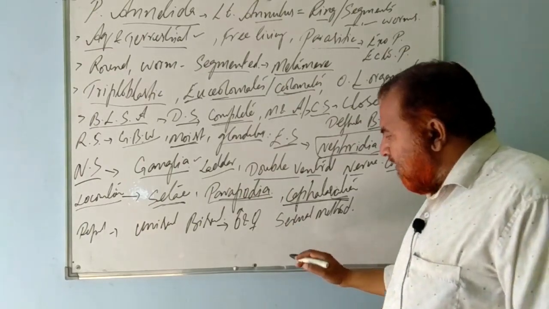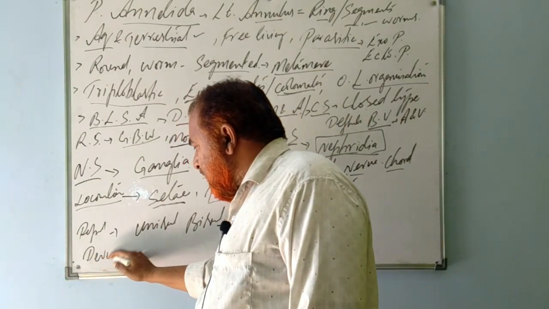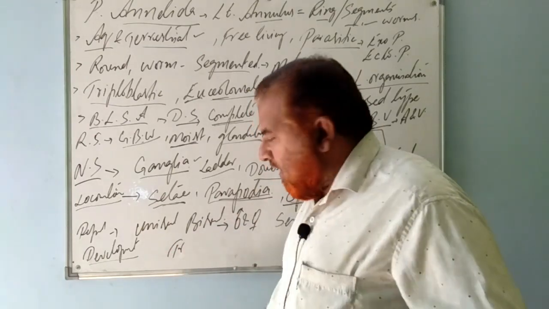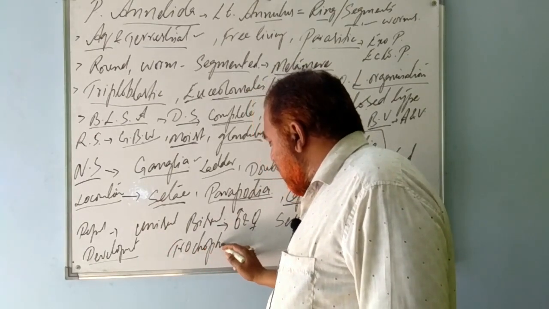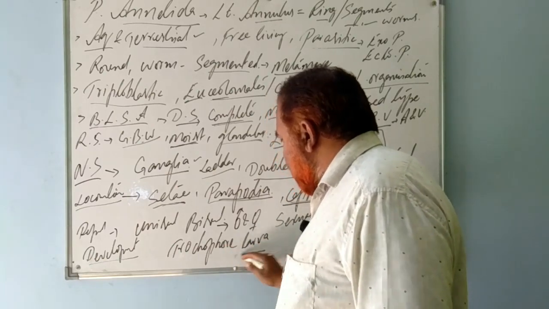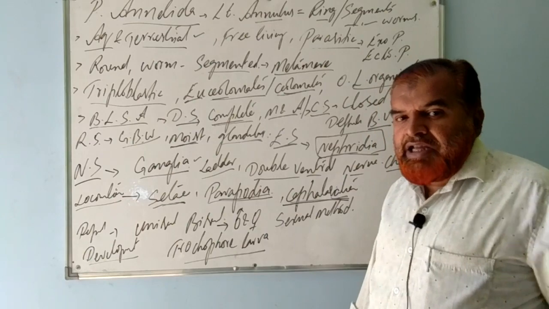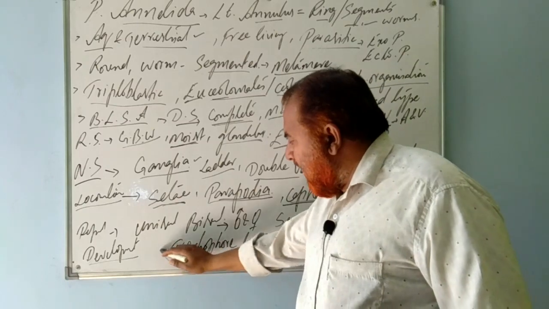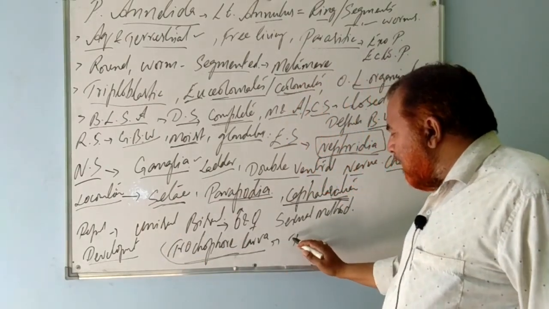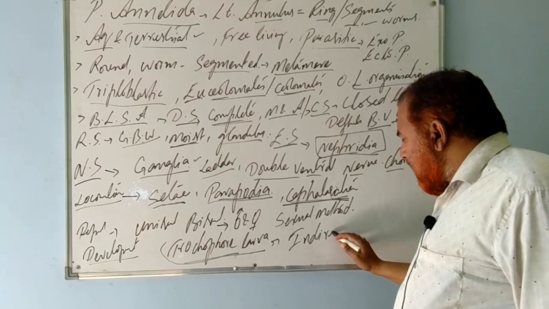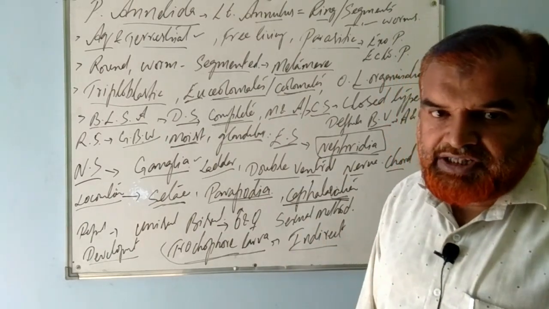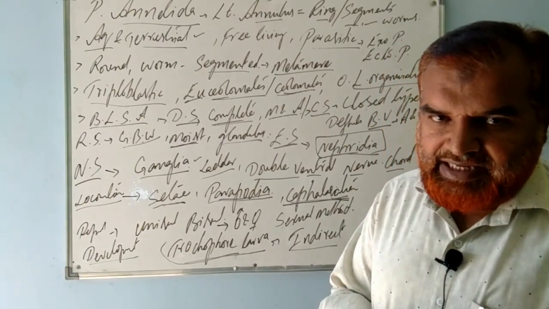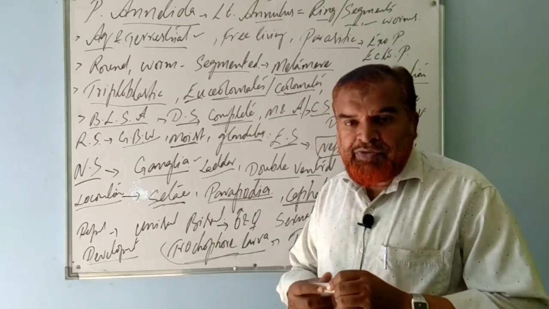Then development is indirect. What do you mean by indirect? The development that involves a larval stage. Try to remember the larva name: Trochophore larva. The larva of Annelida is Trochophore larva, because during the developmental stages it includes a larval stage. Hence the development is of what type? Indirect type. Why? Because it involves a larval stage. Clear? So that's why the development is indirect, because it involves a larva known as Trochophore larva.